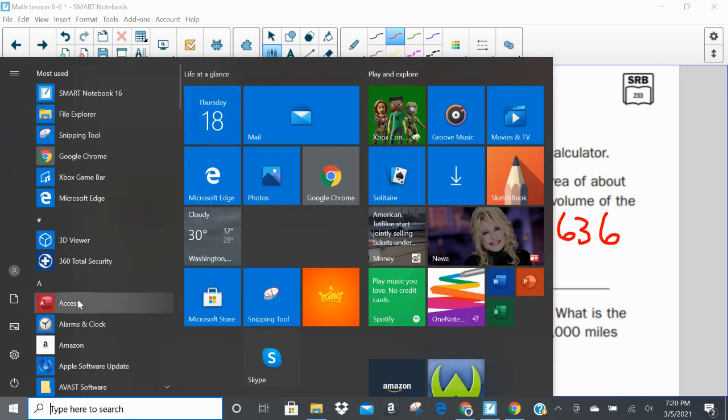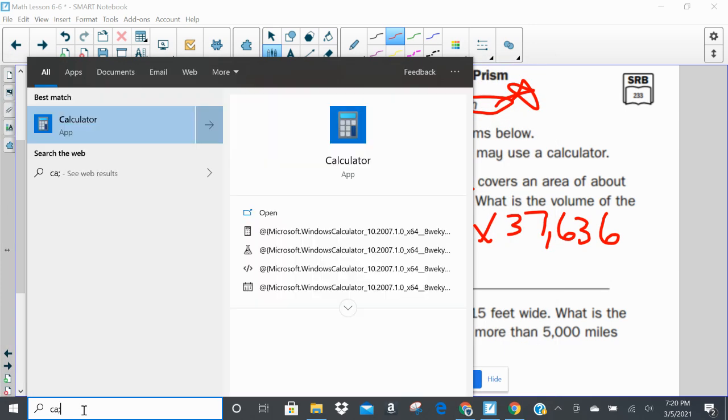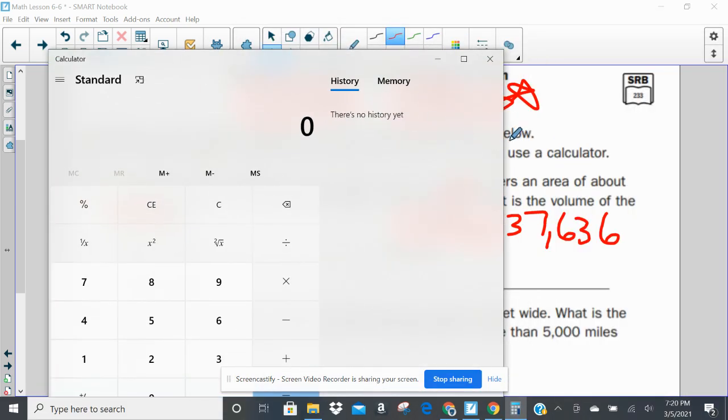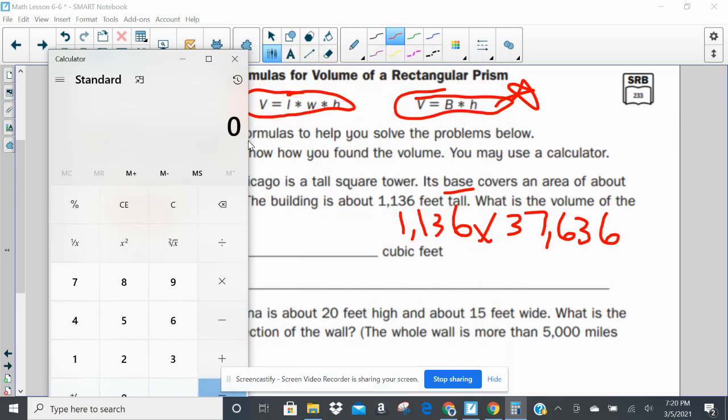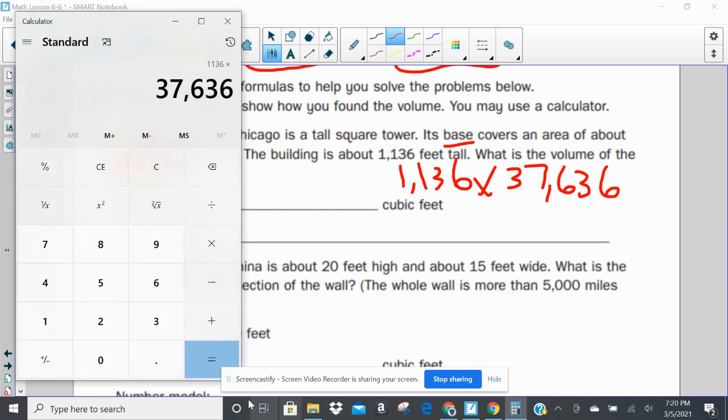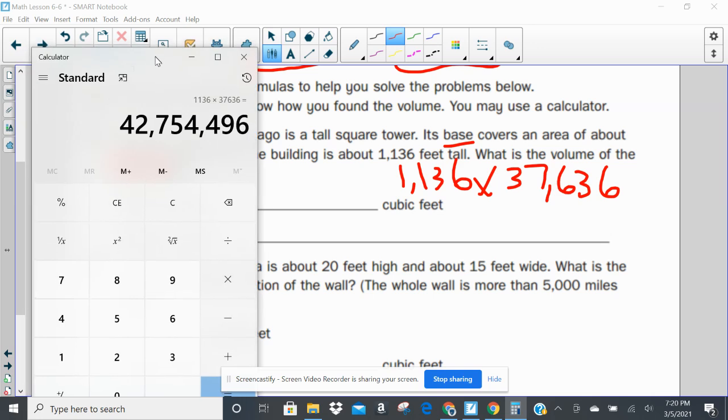Let me get my calculator. I'm not prepared here. Let me find my calculator here. There it is. Okay. All right. Now let's multiply that out. Here we go. 1,136 times 37,636. Our grand total is, put that equal sign. Whoa, look at the volume here. Wow, that is a big volume, isn't it?